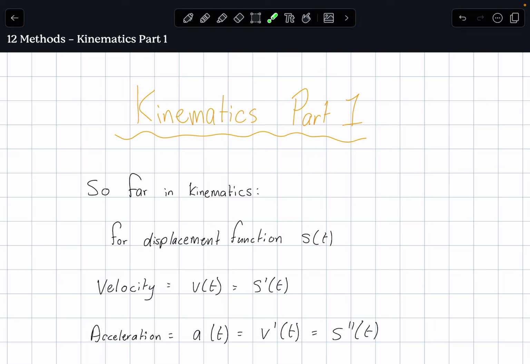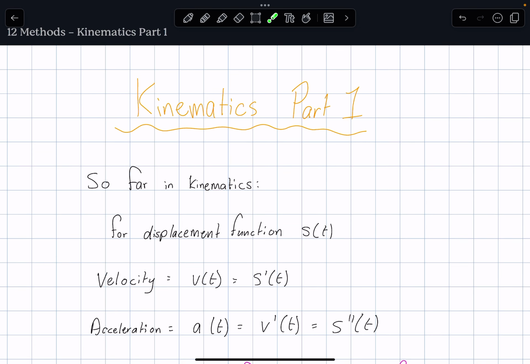So far in kinematics, we know for a displacement function s of t, v of t, the velocity function, is the derivative of the displacement function, and the acceleration function a of t is the derivative of the velocity function. But now that we know some integration, we can go back the other direction. If I'm given a velocity function, I can find displacement. If I'm given acceleration, I can find velocity. So it opens up a lot more types of problems, and it's going to be really cool to see.